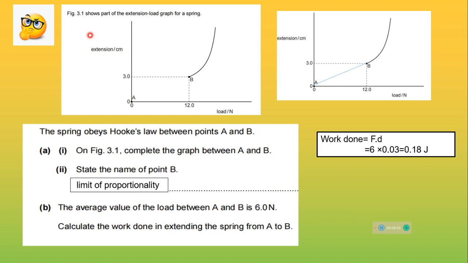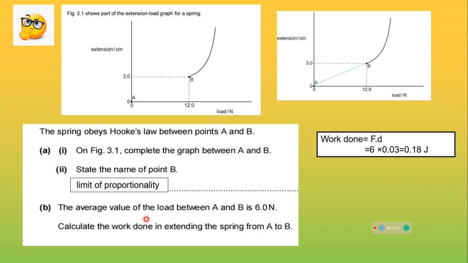This figure shows a part of the extension load graph for a spring. This spring obeys Hooke's law between point A and B. On this figure, complete the graph between A and B. So it will be a straight line because it is following Hooke's law. The gradient of the extension versus load graph is constant. State the name of the point B. B is the limit of proportionality.